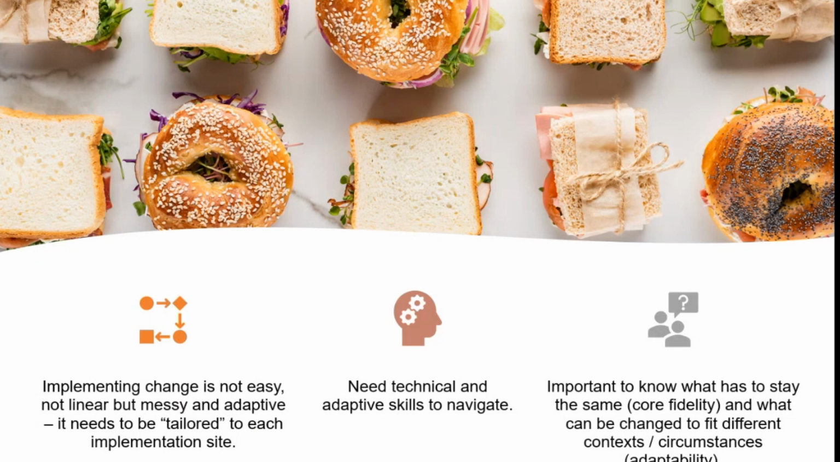But it's also important to know what has to stay the same, so our core fidelity, and what has to be changed to fit the different contexts or circumstances that we face, also the adaptability. Because it's lunchtime, let's think about, we were all going to make a cheese sandwich, or it could be a ham sandwich or a smoked salmon sandwich or an avocado sandwich, but look at the variety of sandwiches on that screen. They're all sandwiches, but they are all different.